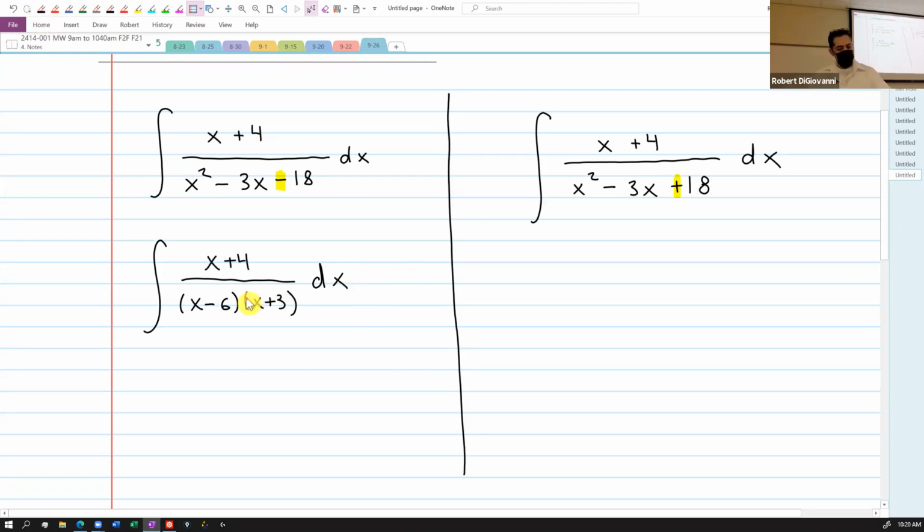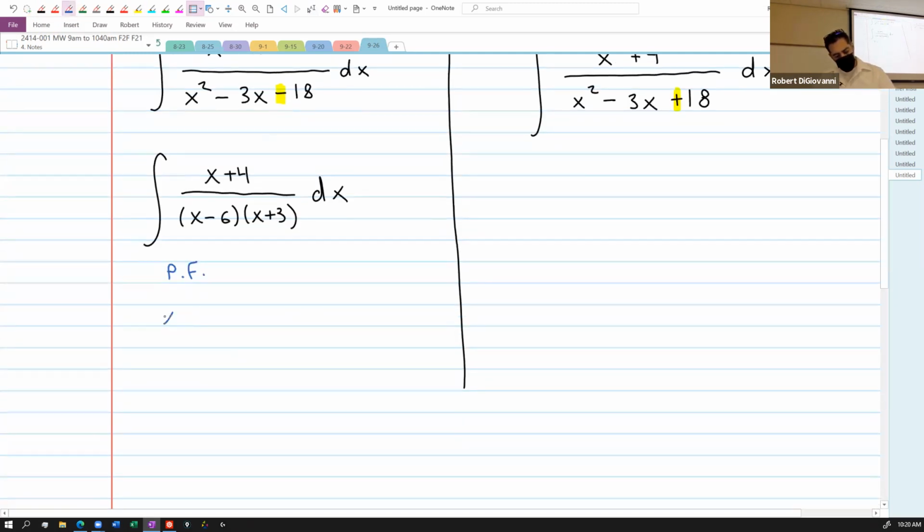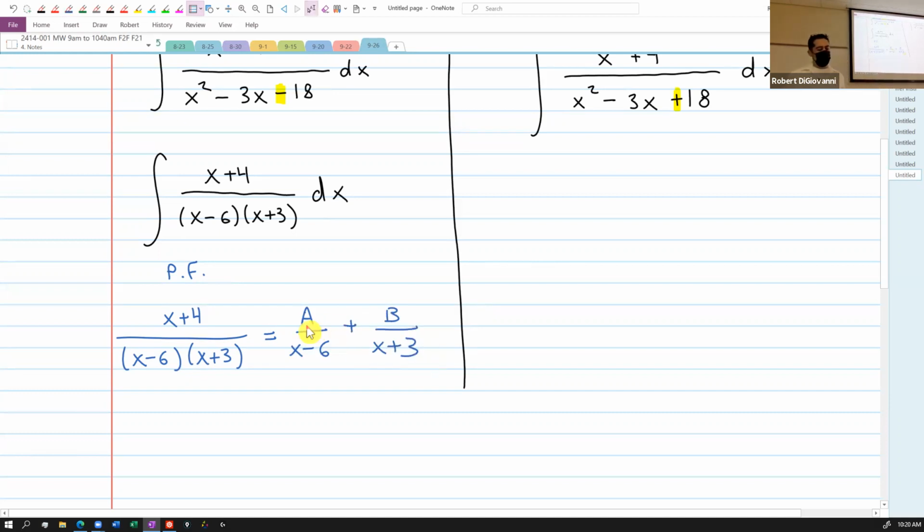Right? We would say, oh, okay, partial fractions. I want x plus 4 over x minus 6 times x plus 3 to turn into a over x minus 6 plus b over x plus 3. And then all I have to do is figure out what a and b are, right? Understand? We're not going to do that. That's how you would approach that problem.